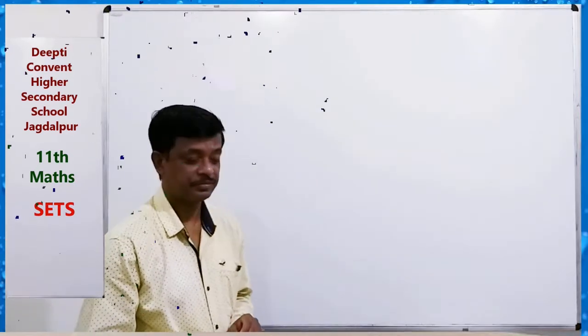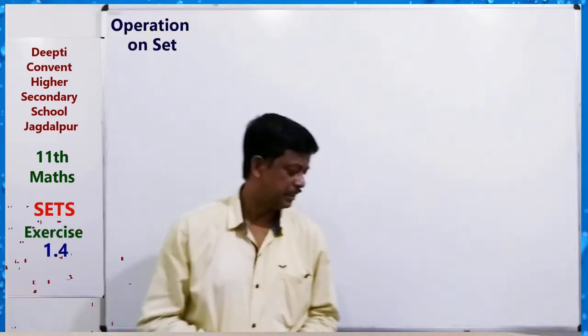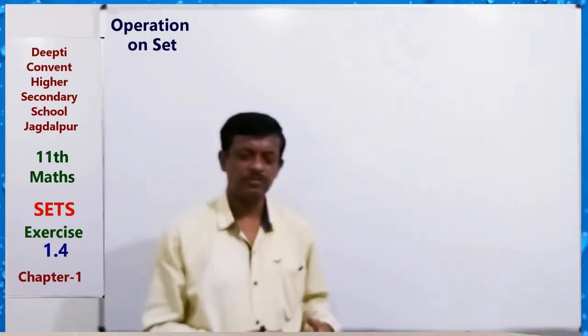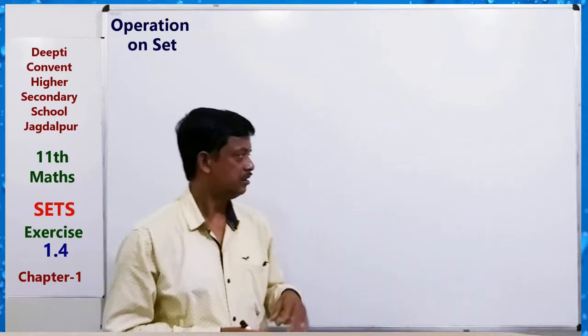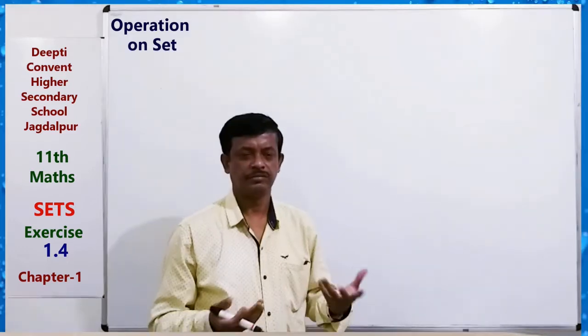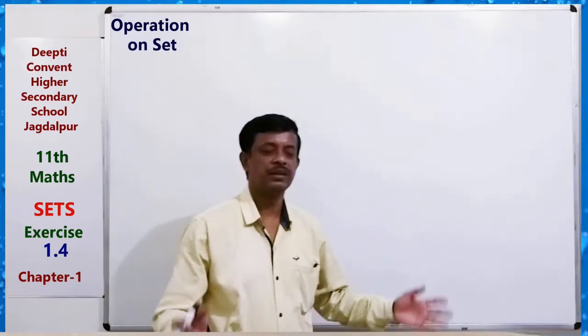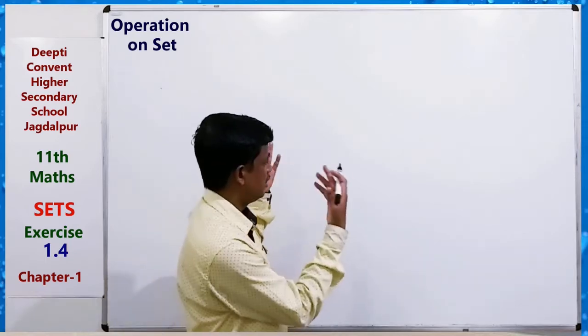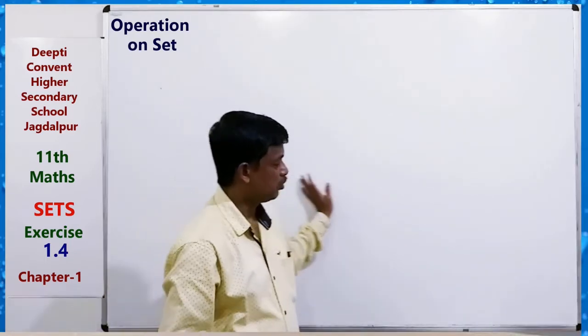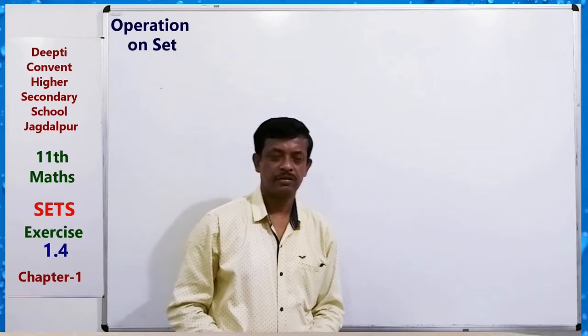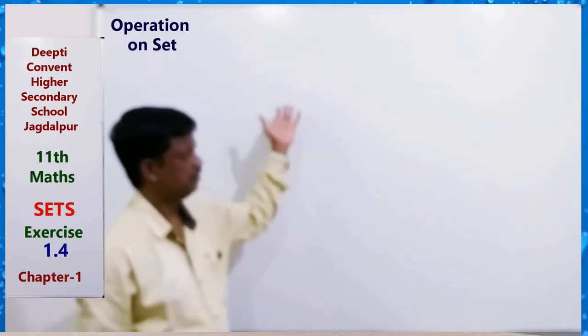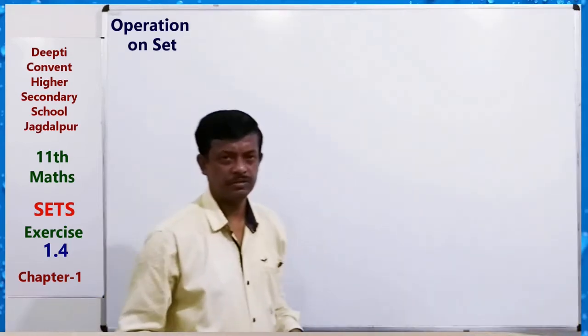Operation on sets. Up to now, we have already studied sets and subsets. Whenever we study a new thing in mathematics, we try to do basic operations with it. Now we are trying to combine two sets. There are some rules for combining two sets or getting other types of operations with sets.